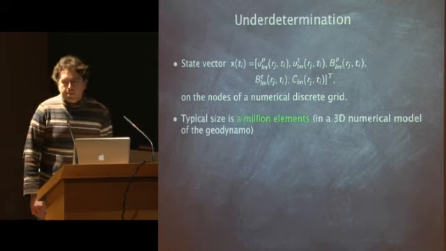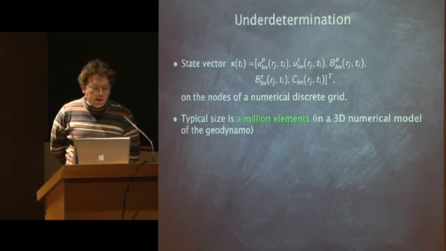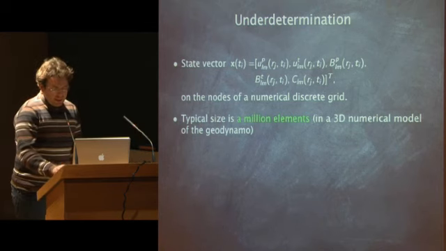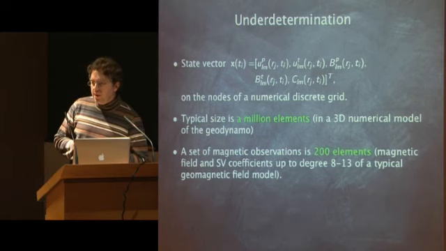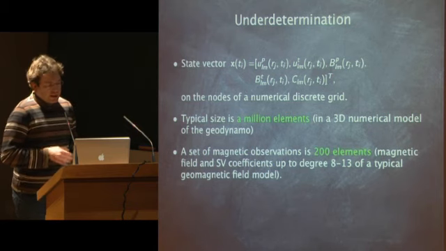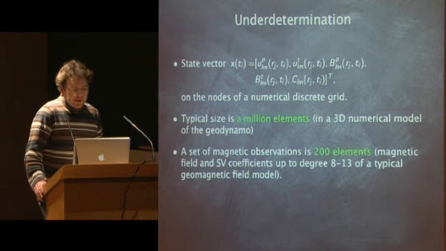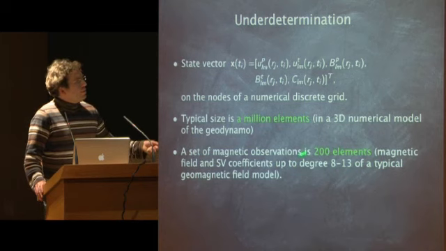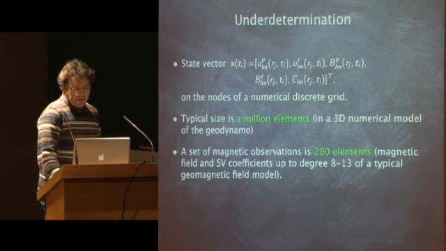The typical size in nowadays 3D numerical computations that aim at simulating the geodynamo is 1 million elements, while a set of magnetic observations at a given time is only about 200 elements. In those 200 elements, I include the magnetic field and secular variation coefficients up to degree 8 to 13, so this number is obtained with degree 13 of a typical geomagnetic field model.